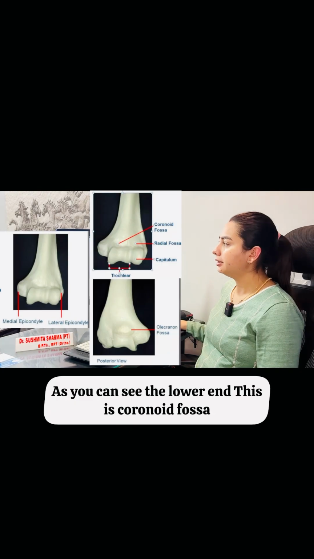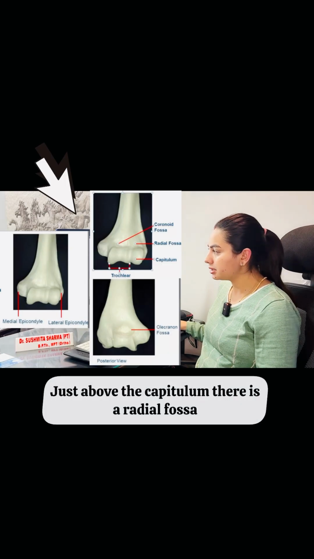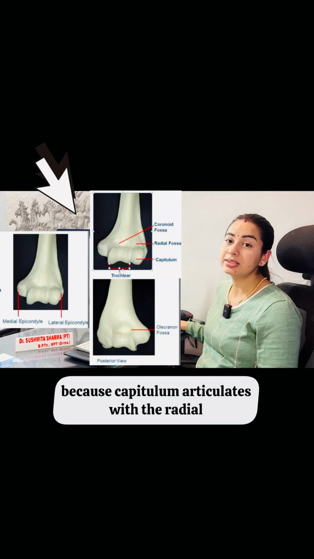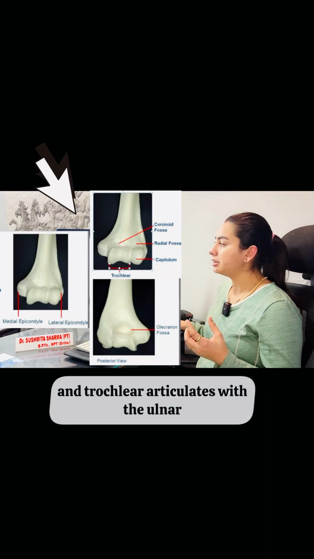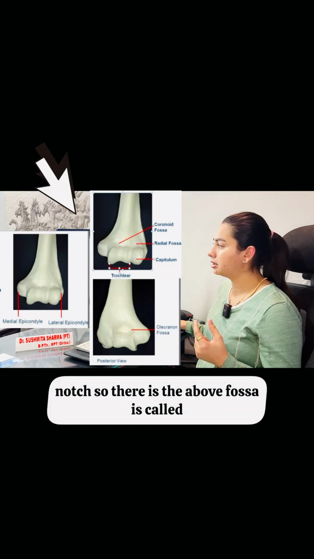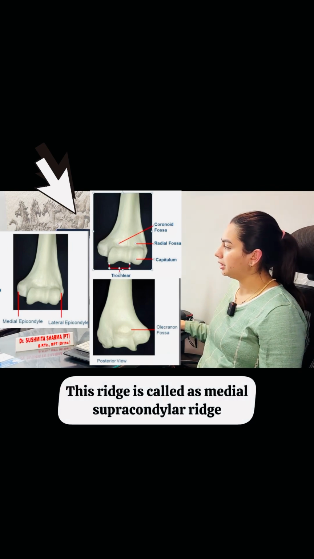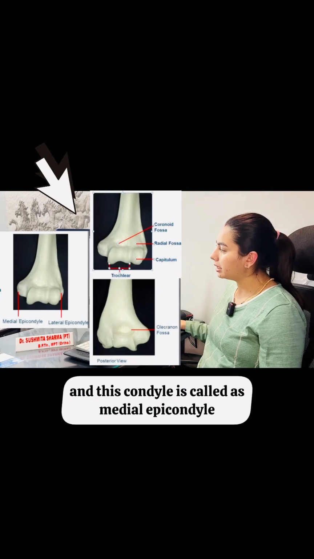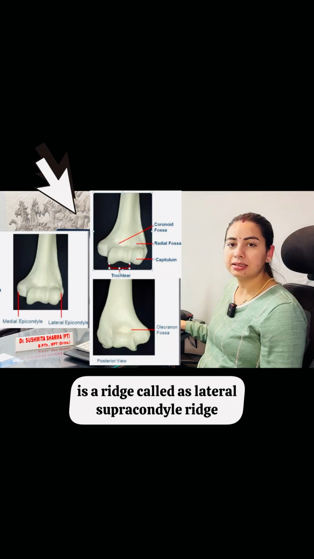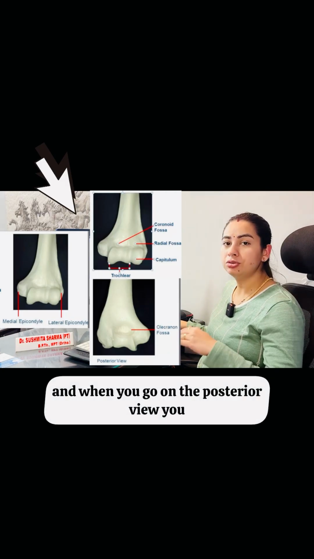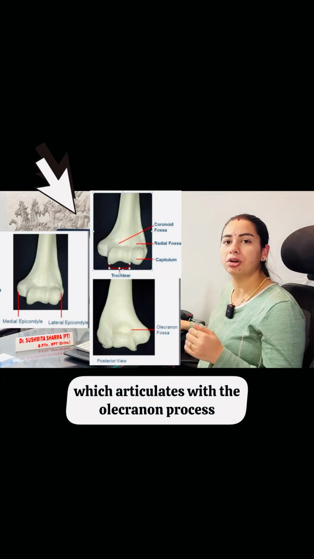As you can see, at the lower end, this is the coronoid fossa and this is the radial fossa. Just above the capitulum, there is the radial fossa. Because the capitulum articulates with the radius bone, there is a radial fossa, meaning a depression. And the trochlea articulates with the ulnar notch, so the fossa above it is called the coronoid fossa. This ridge is called the medial supracondylar ridge, and this condyle is called the medial epicondyle. Above the lateral epicondyle, there is a ridge called the lateral supracondylar ridge. And in the posterior view, you will see an olecranon fossa which accommodates the olecranon process.